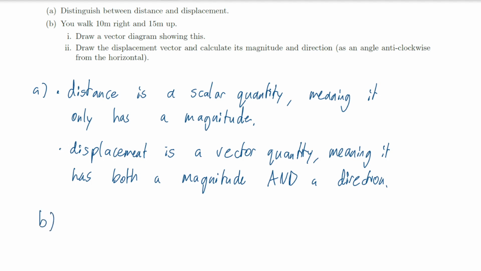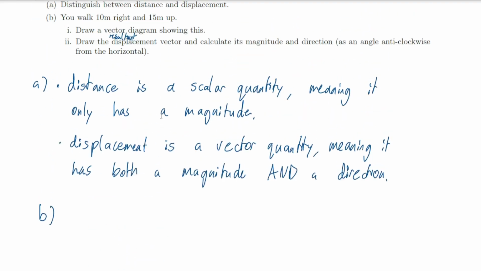Part B, you walk 10 meters right and 15 meters up. Draw a vector diagram showing this. Draw the displacement vector and calculate its magnitude and direction. Cool, so that should be, draw the resultant displacement vector.